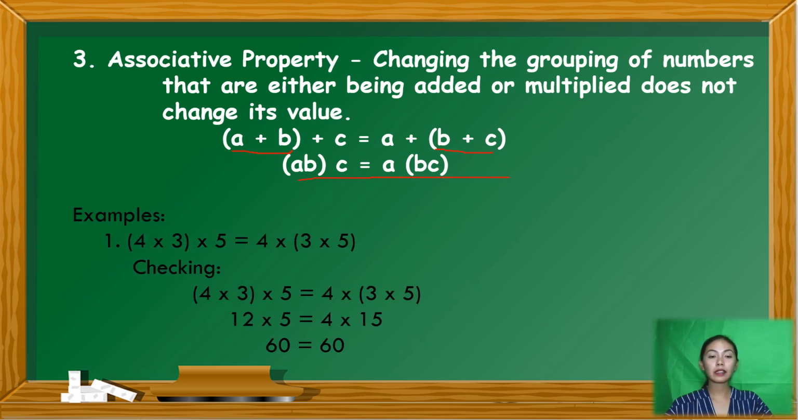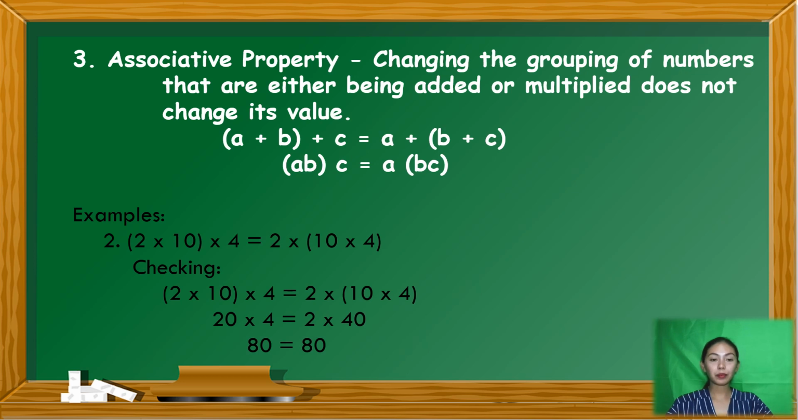Let's take this example. Number 1: we have 4 times 3, times 5, is equal to 4 times the quantity of 3 times 5. By checking, 4 times 3 is equal to 12, then copy 5. Then we have 4 times the quantity of 3 times 5. 3 times 5 is 15, so we have 4 times 15. 12 times 5 is 60 and 4 times 15 is 60. Thus it satisfies the associative property.